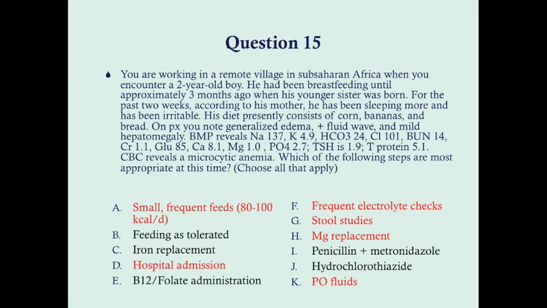Okay, so let's go back. What does this patient have? So we note that the child's diet is corn, bananas, bread. None of this stuff has protein in it, so that's important. Plus you have generalized edema. That points towards protein deficiency.